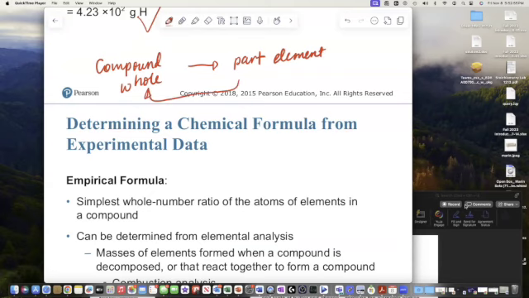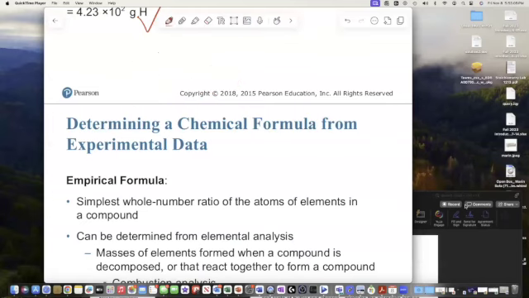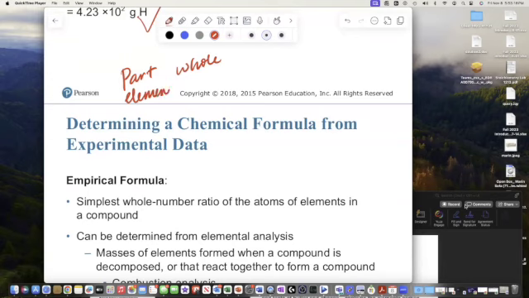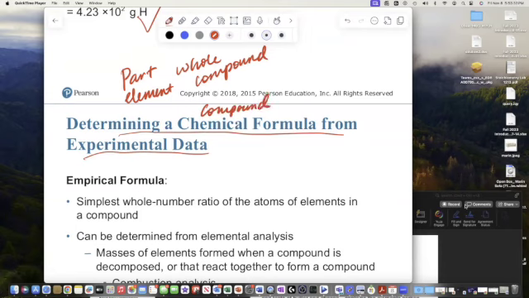We did stoichiometry involving part to whole relationship. Now we're doing more calculation involving part to whole relationship, only this time we're going from the part to the whole. So our direction is from the part to whole. So we're going from elements to compounds, okay? And this is with determining a chemical formula from experimental data. So we're trying to figure out what the whole is, what the compound is, from the elements.